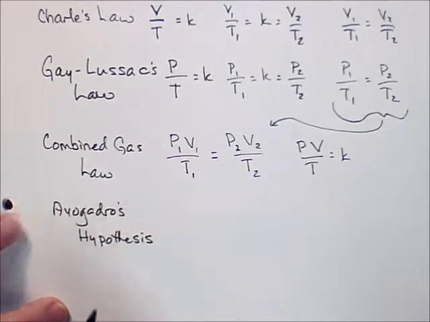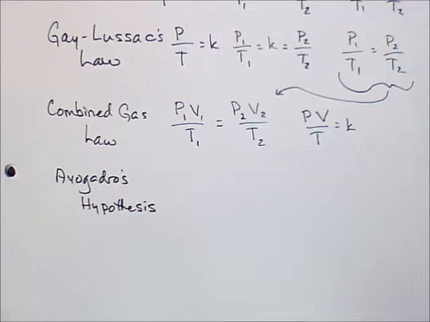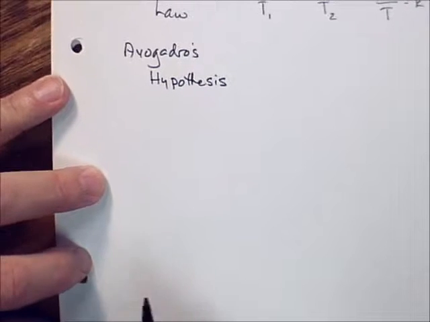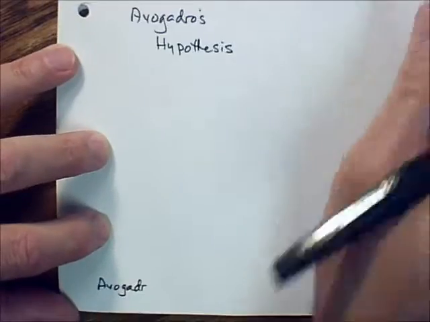You may remember Avogadro. He's the one for which we name Avogadro's number. And Avogadro's number states that 1 mole of particles of anything is equal to 6.02 times 10 to the 23rd particles. I'll write that out for you here at the bottom. Avogadro's number.